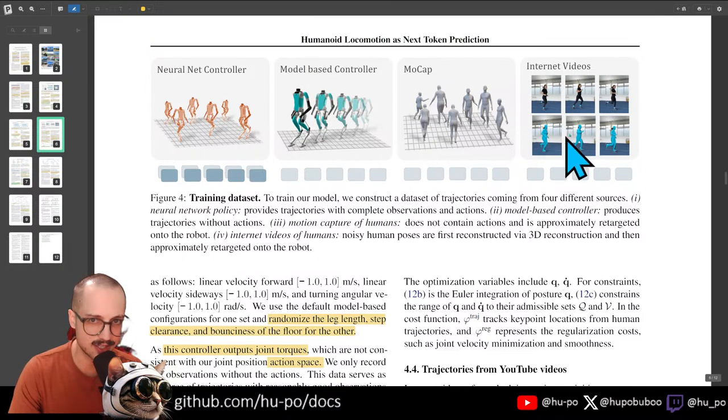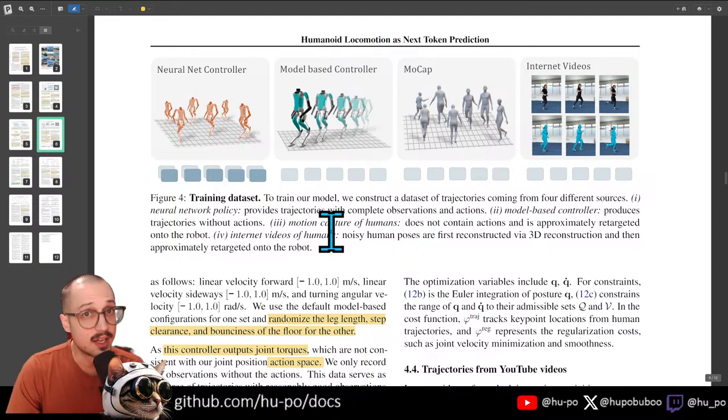So you can look at a bunch of internet videos of people walking and get some signal from that data because your robot looks like a humanoid, right? These videos and this mocap would probably be way more useless if you were trying to do this on a quadruped or on another weird robot, like a spider robot, right? That would not work.